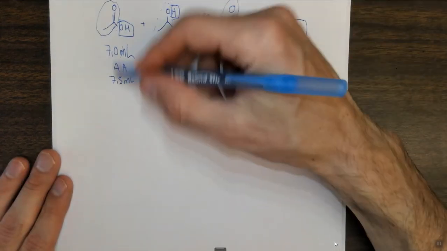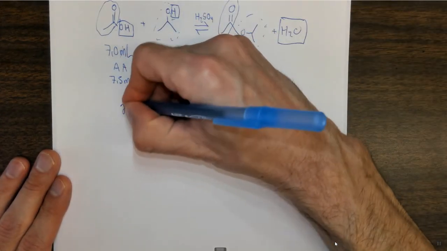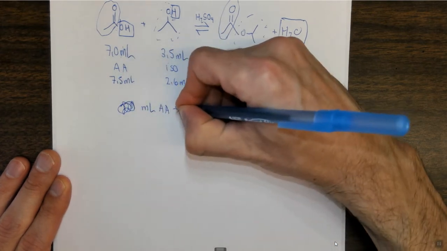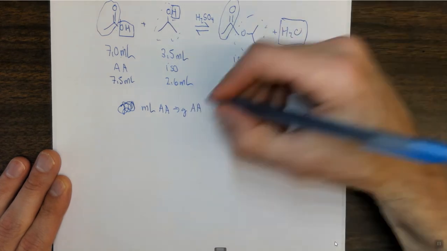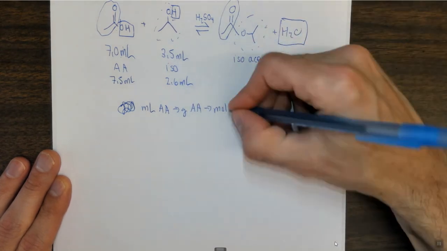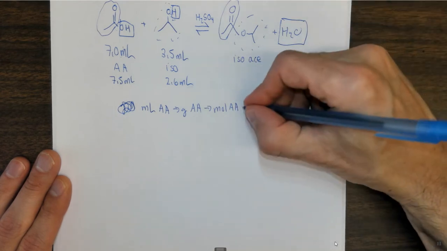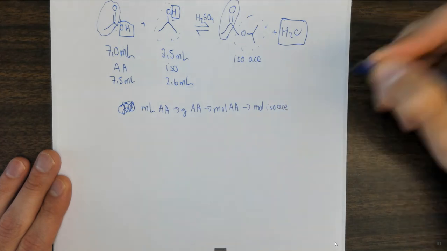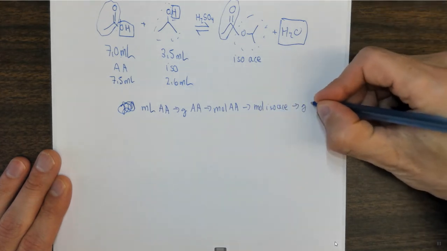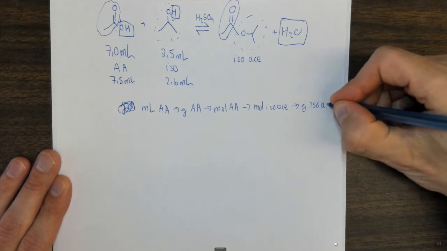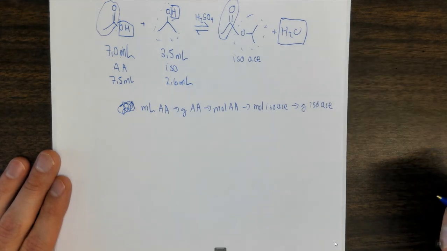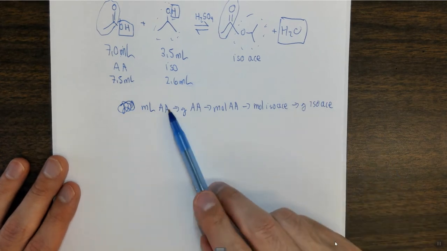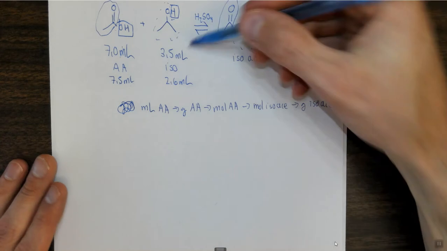I'm going to start with the acetic acid just because it's first. I'm going to convert from milliliters of acetic acid to grams of acetic acid using the density, to moles of acetic acid using the molar mass, to moles of isopropyl acetate using the balanced chemical equation, and then grams of isopropyl acetate, again using the molar mass. So this is my plan of attack. I'm going to do this exact same plan of attack, substituting in isopropanol in each case.